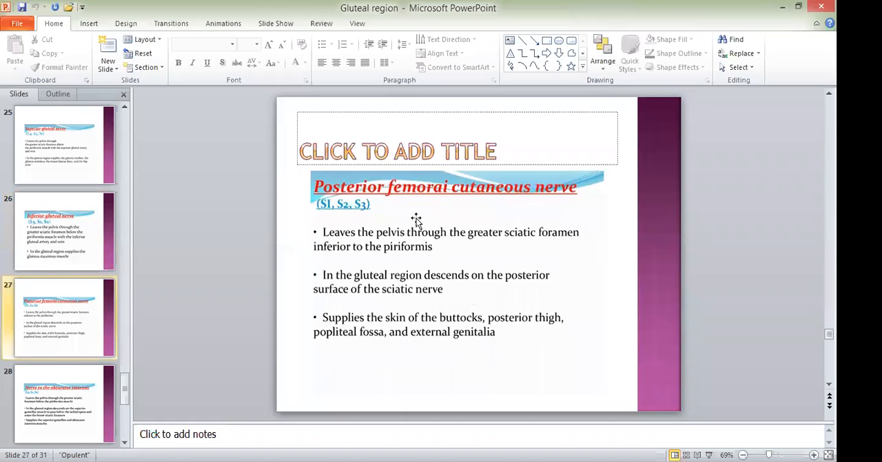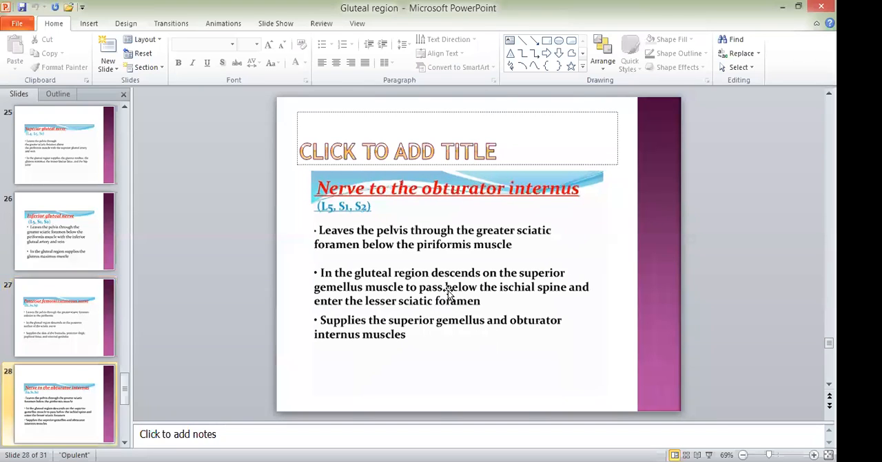Now, posterior femoral cutaneous nerve leaves the pelvis through the greater sciatic foramen inferior to the piriformis muscle. In the gluteal region, it descends on the posterior surface of the sciatic nerve. It supplies the skin of the buttock, especially the posterior thigh, popliteal fossa, and external genitalia.